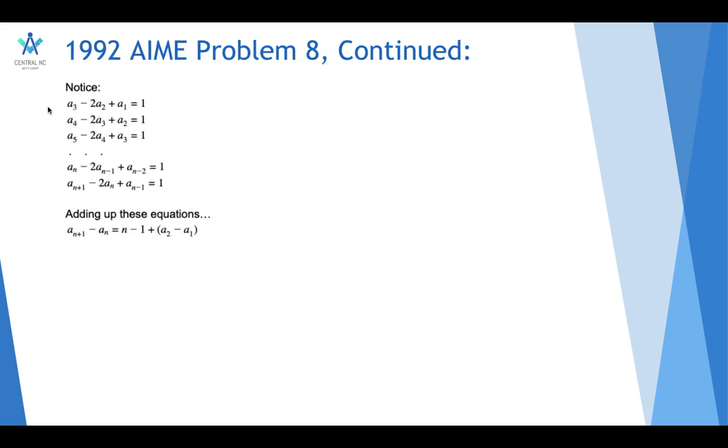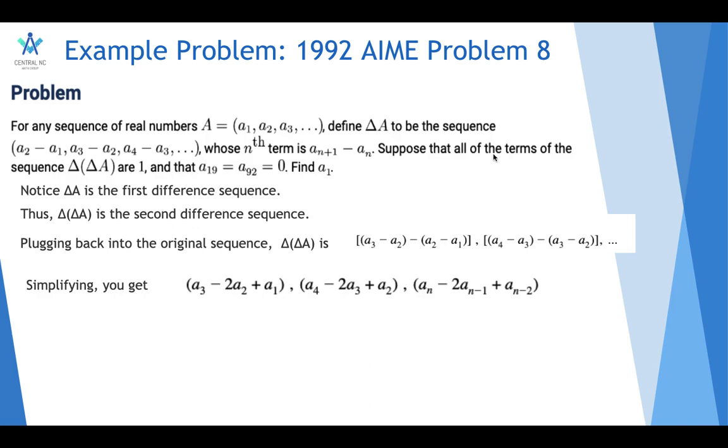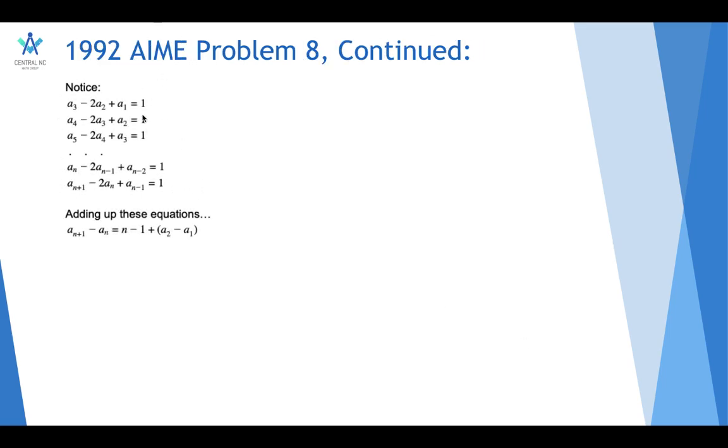So notice that all of these are going to equal 1 because, like it said, all of the terms of the sequence delta delta A, which is the second difference sequence, which we found here, are 1. So all of these are going to equal 1. If you add up all of these n minus 1 equations, you're going to get this right here: a_(n+1) minus a_n equals n minus 1 plus a2 minus a1.